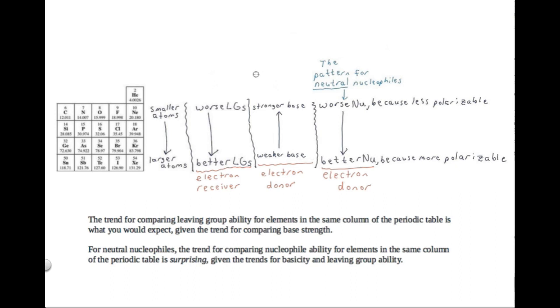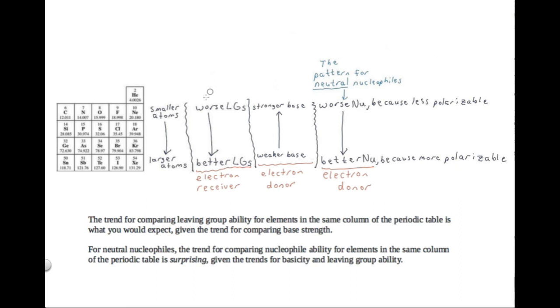So in summary, I think that the trends for leaving groups and for bases make good intuitive sense and are what you might have been able to figure out just by thinking about it. On the other hand, the trend for nucleophiles is surprising. It's probably not what you would have predicted just from thinking about it, and that means it's especially important to have this trend for nucleophiles memorized.